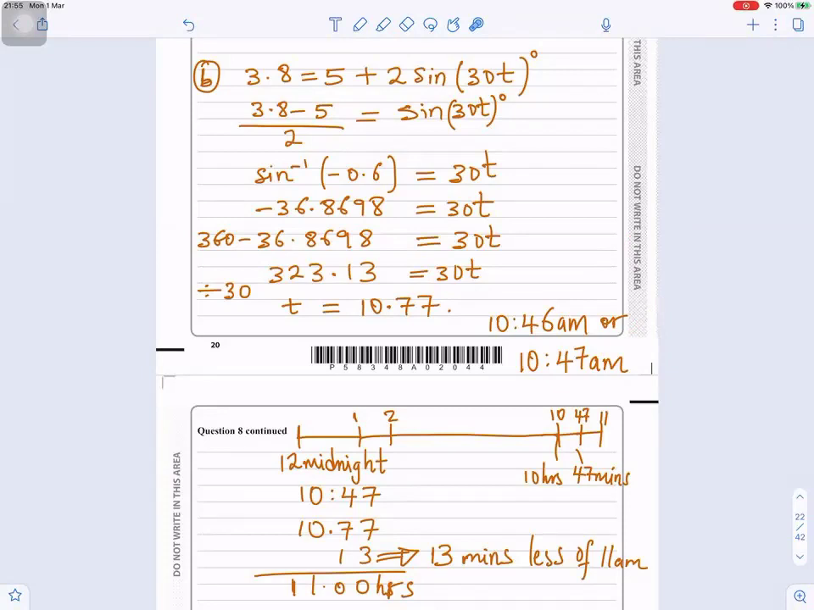So if we have, for example, 12 midnight, and we have 1, 2, and we get up to 10 in the morning, that gives us 10 hours. And then 10.77, which is about 47 minutes. So we will have 13 minutes less of 11 a.m.